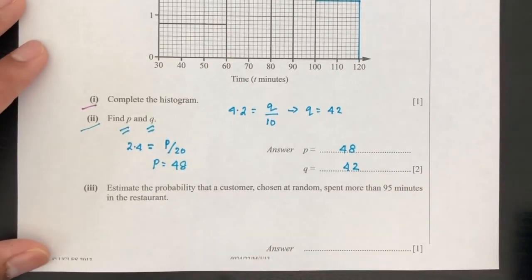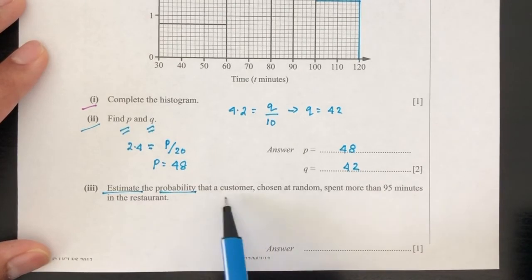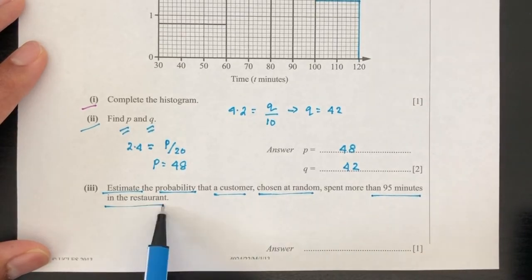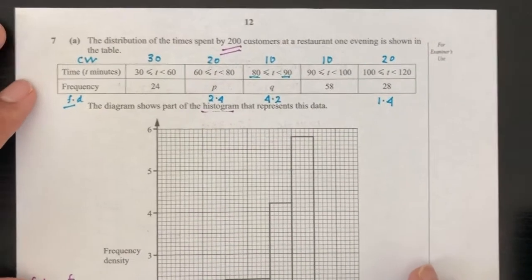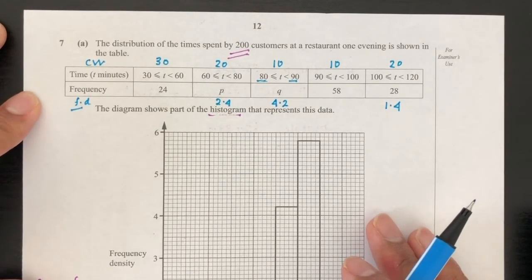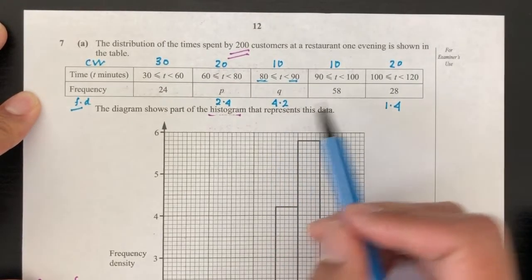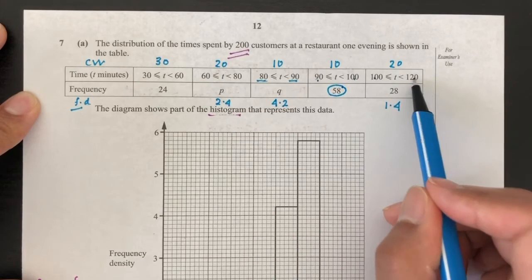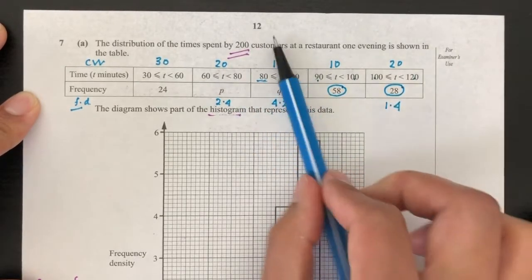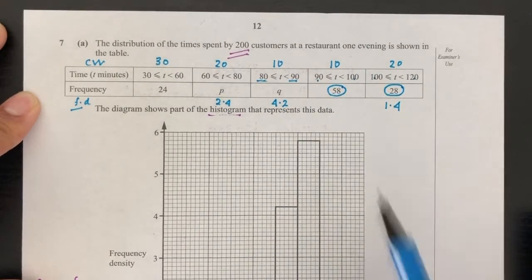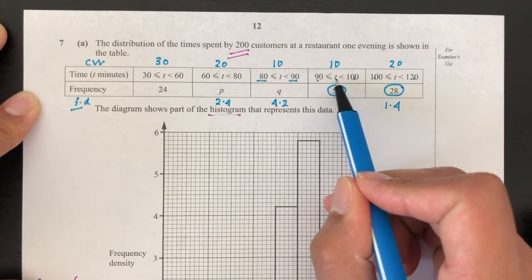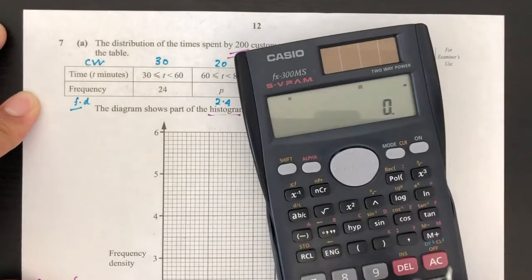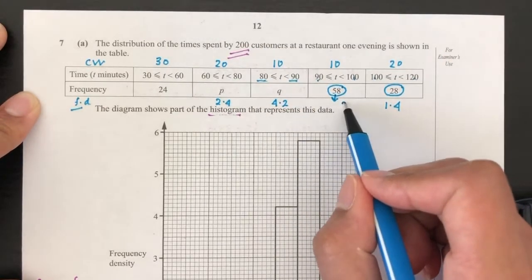Now moving on to part 3. Estimate the chance that a customer chosen at random spent more than 95 minutes in this restaurant. So let's go back to our groups. Let's see how many people spend more than 95 minutes at this restaurant. As you can see, between 90 to 100 we have 58, and between 100 to 120 we have 28. So this is less than, so we don't count these, we only look at these two now. Now since 95 is exactly halfway in between 90 to 100, we take half of this value. That will become 58 divided by 2, so we take 29 from this side.